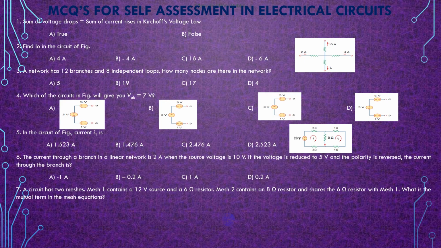Now, with mesh 1, what is the mutual term in the mesh equation? Which is the mutual? 6 ohms is the mutual. What is the equation for that?